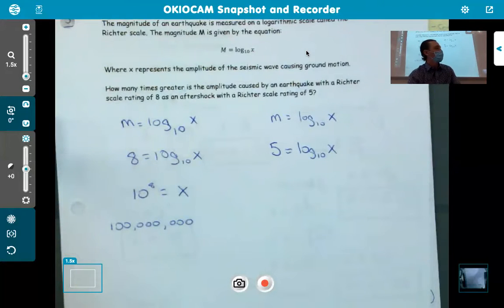Not yet. I'm going to email them soon. Guess what we're doing right now? Logarithm equations for earthquakes. Yeah, because it's a logarithmic scale. It gets way more as you go. Richter scale, yeah.